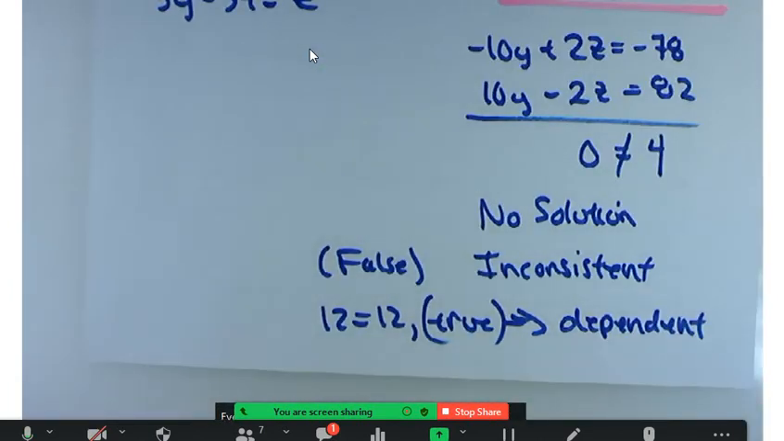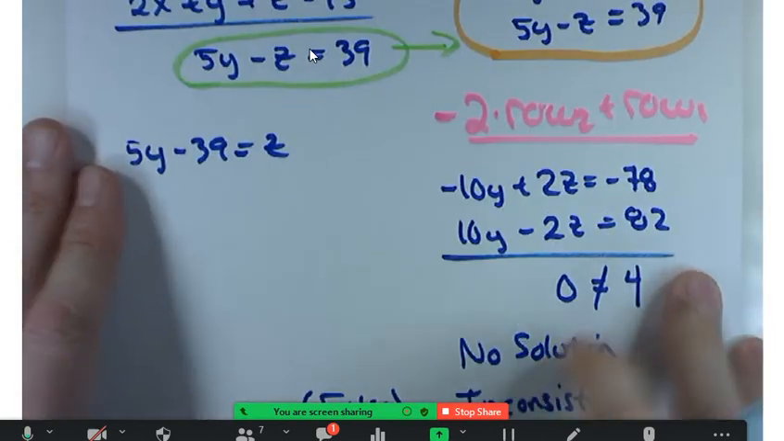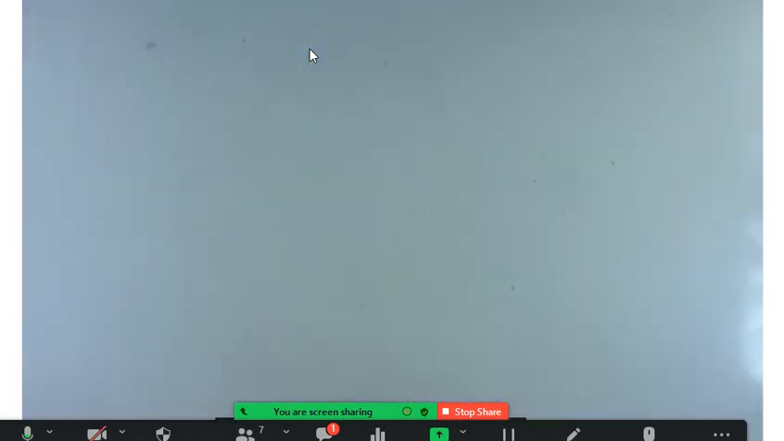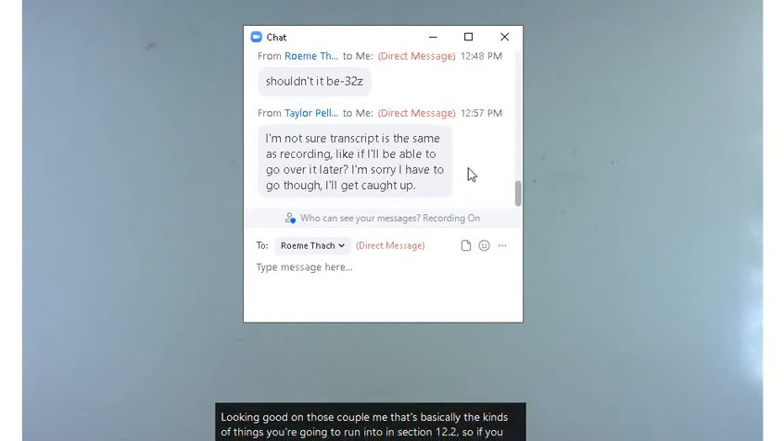All right. Looking good on those couple. I mean, that's basically the kinds of things you're going to run into in section 12.2. So if you have some more questions or something like that, let me know. If not, then good luck, and you can start working on the homework.